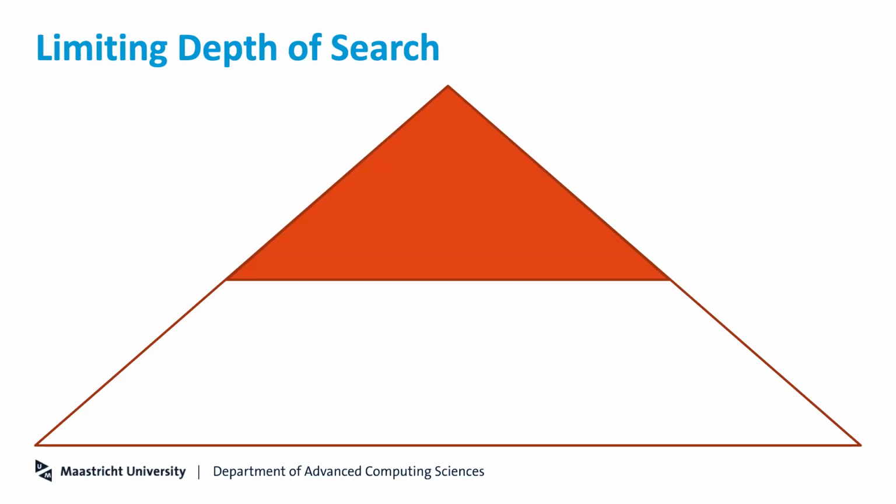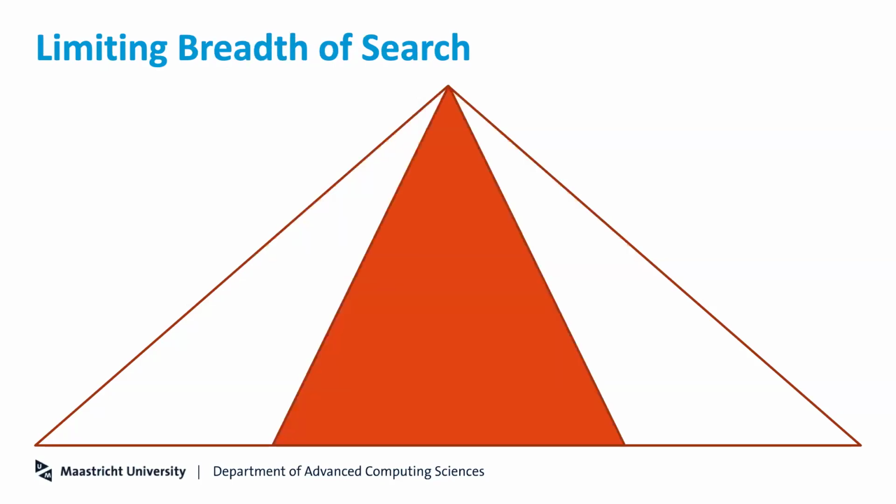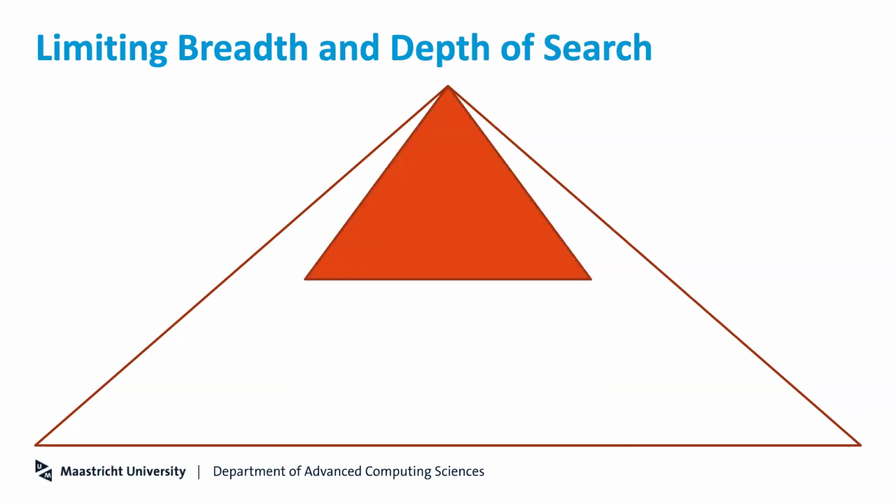Apart from limiting the depth of the search, so having this horizontal white block here, we can also limit the breadth of the search. So maybe you do still search all the way until the end, but you don't do it for every single option at the top. And in practice, we kind of want to do a bit of both. We really only want to search a small triangle.